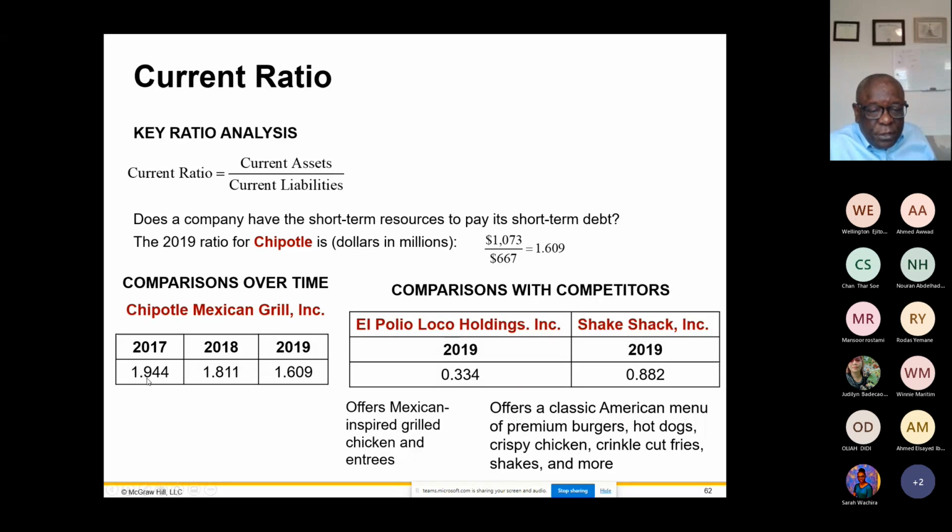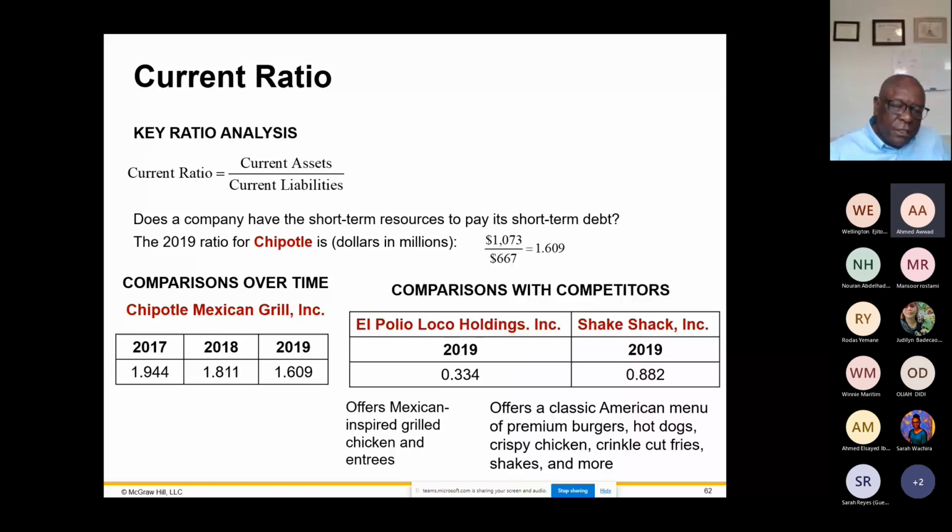In 2017, their current ratio was 1.9, then 1.8, then 1.609. Who can tell us what the trend is here? They are losing? They are not losing, because this has to do with current assets and current liabilities. That means they are becoming less liquid. If we look at short-term liabilities, they are becoming less liquid.